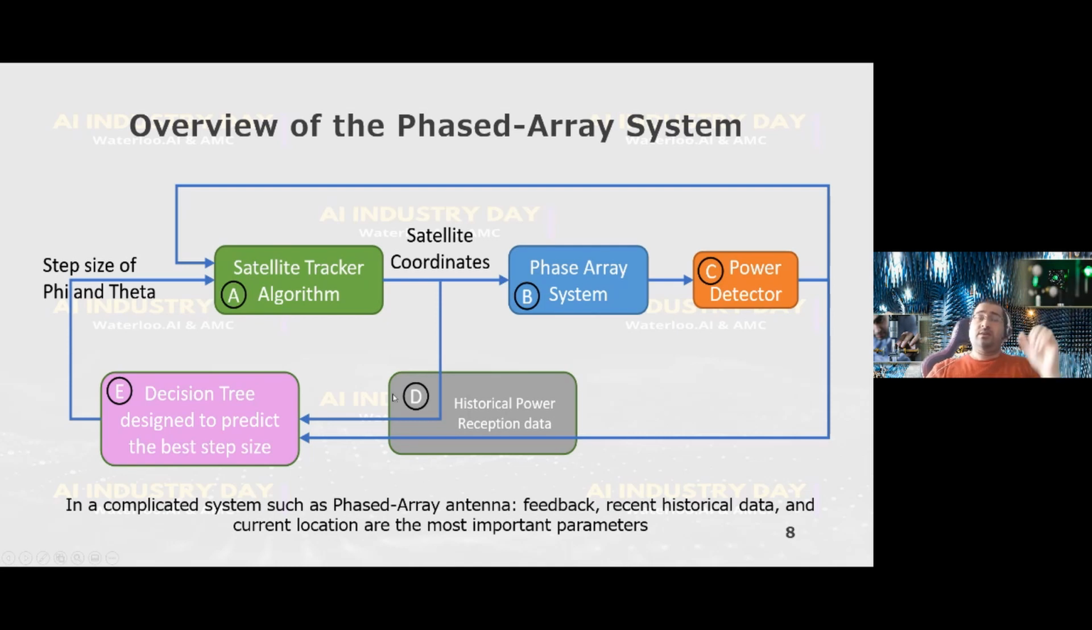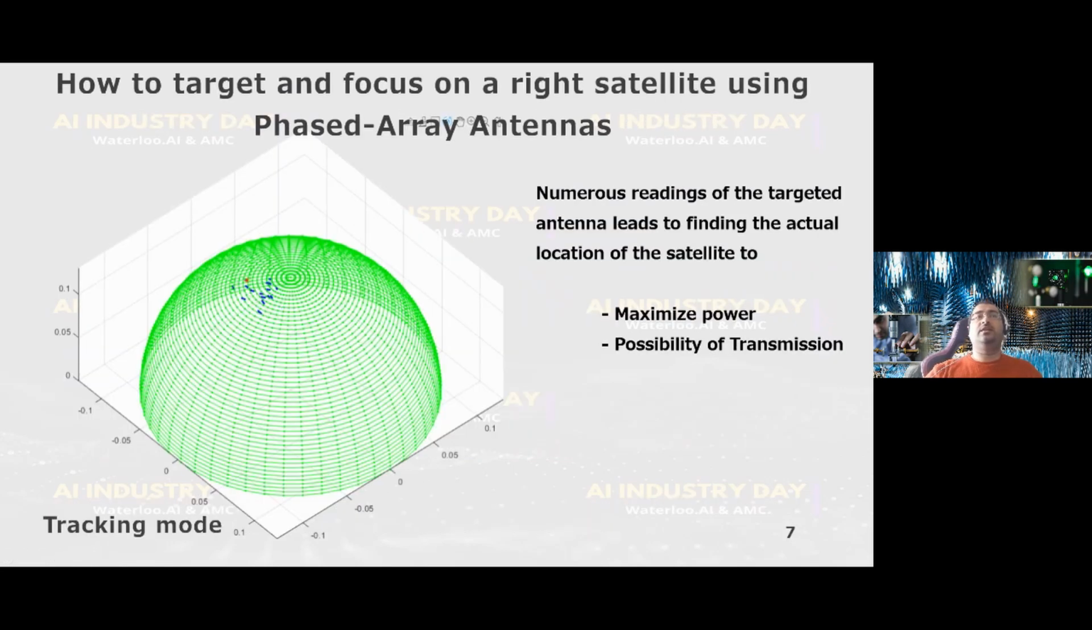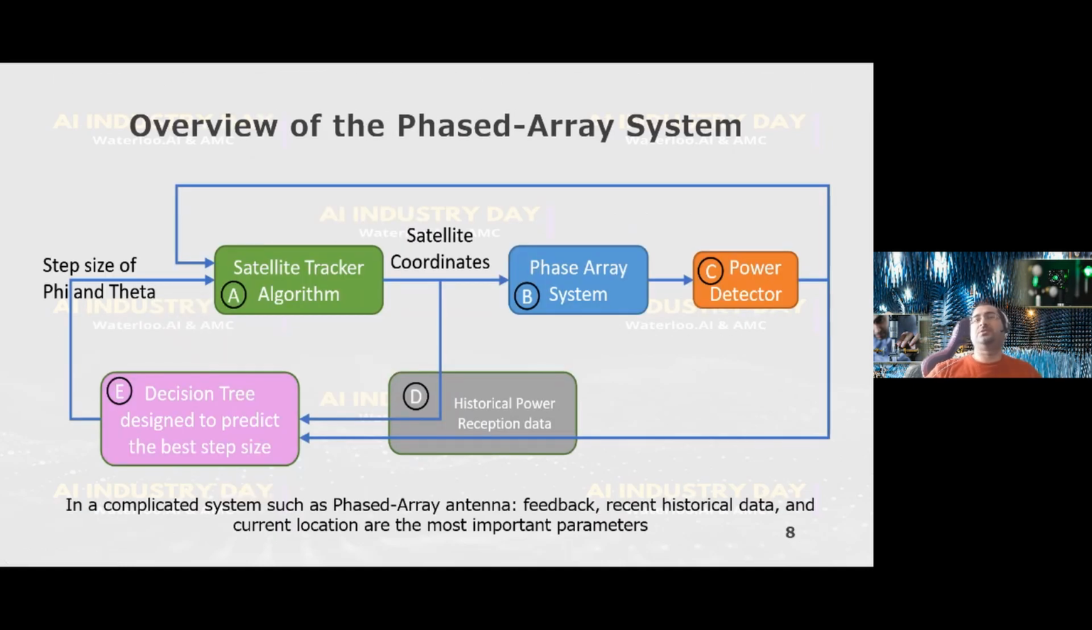So in a complicated system such as a phased array antenna, feedback is quite important. The power detector feedback is quite important. Recent historical data is quite important. I might get noise in the receiving signal, and based on the other received signals during the past 10 seconds, for example, I can be sure that I'm not making a mistake based on one erroneous reading.